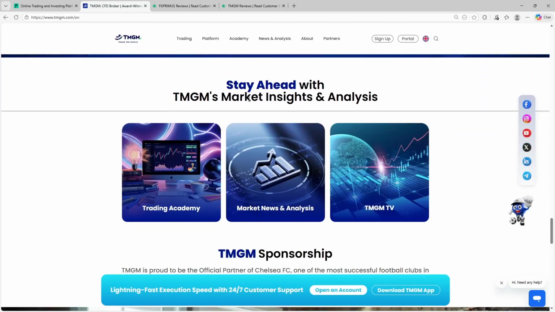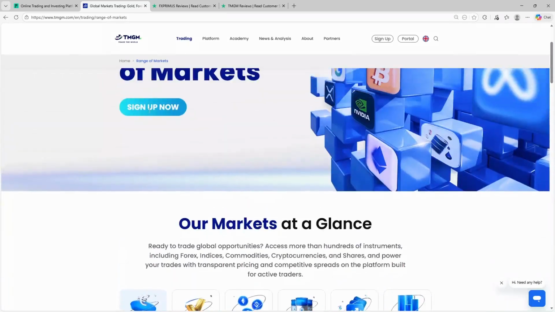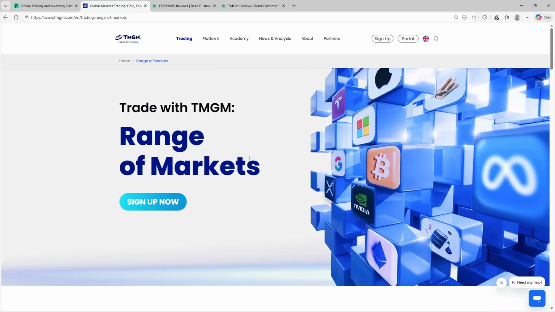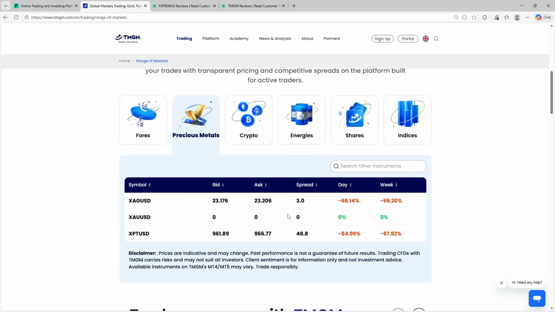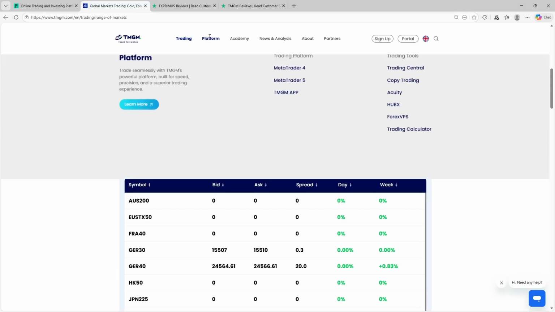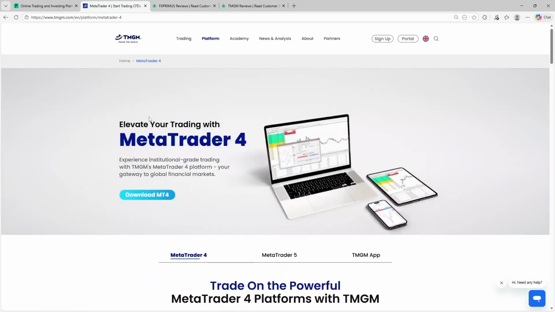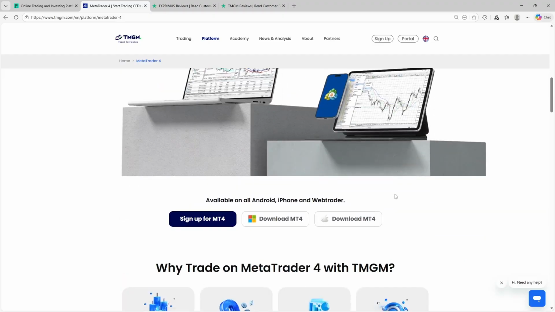From a pro's perspective, TMGM delivers competitive raw pricing, strong execution performance, fast funding processes, platform flexibility, high leverage availability, and a broad instrument range. It suits traders who prioritize speed, pricing precision, and minimal friction between decision and execution.